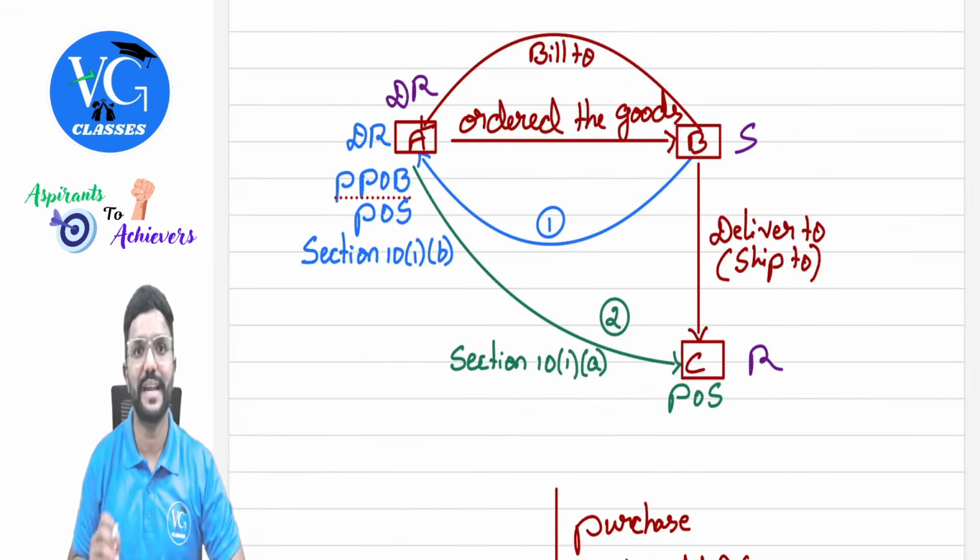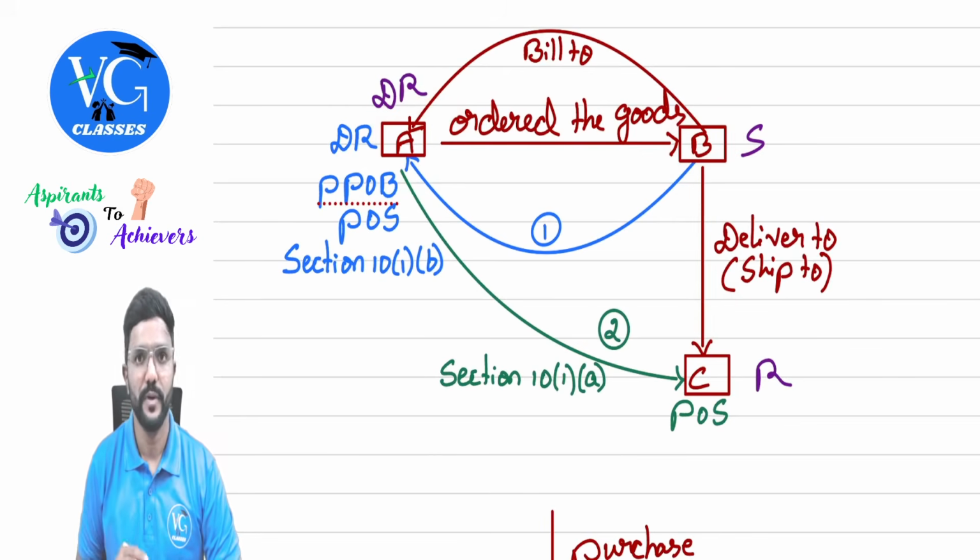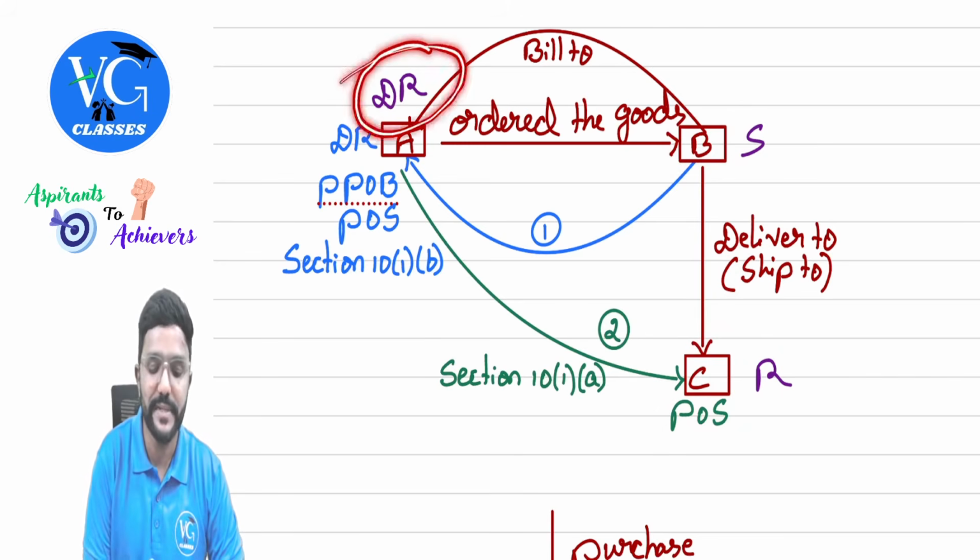Sir, what is a bill to ship to transaction? So this we have already discussed in the place of supply topic, guys. I will just repeat it. A has ordered goods from B to be delivered to C. So physically the goods are received by C. But who is considered to be the deemed recipient, guys?